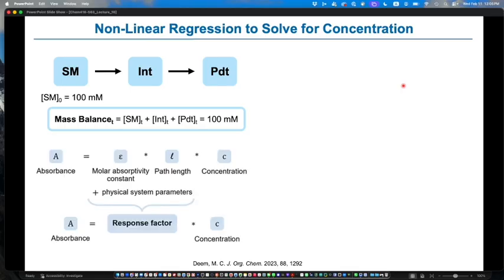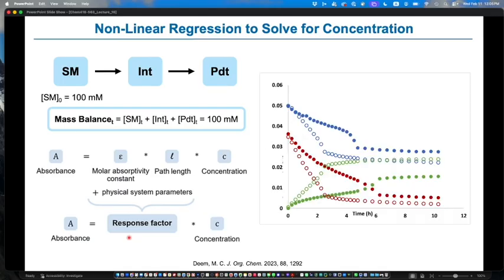If I now say mass balance is constant, what I can say is at any single time point, the concentration in the reaction is correlated to the absorbance of individual components by way of the instrument I'm running it on, and all the other physical parameters, which we just call the response factor. So for individual concentrations, I can measure the absorbance, I should get a concentration. What I have to solve for is this response factor.